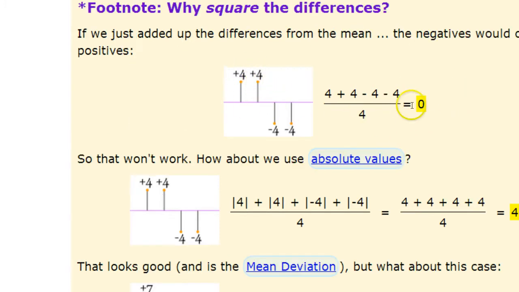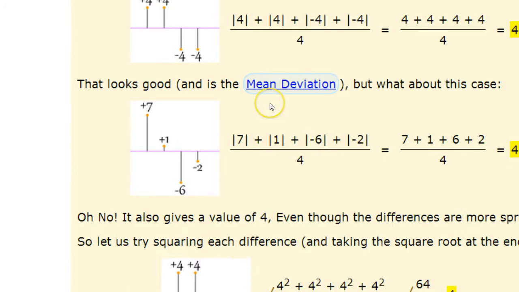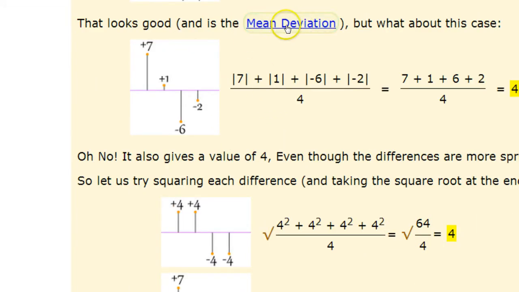Whereas this one isn't 0 from 0, that isn't a distance of 0. Okay? Now, that is mean deviation, and that's something else entirely. But what about this case? 7, 1, negative 6, negative 2.